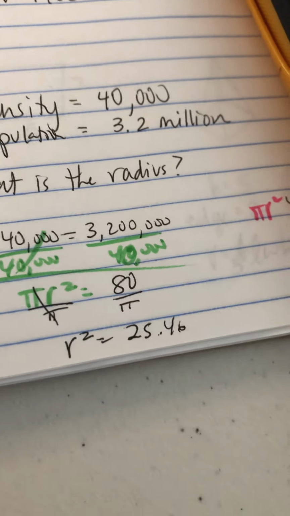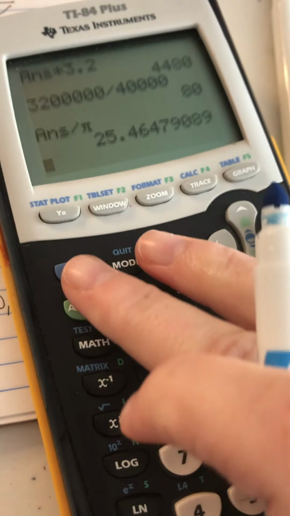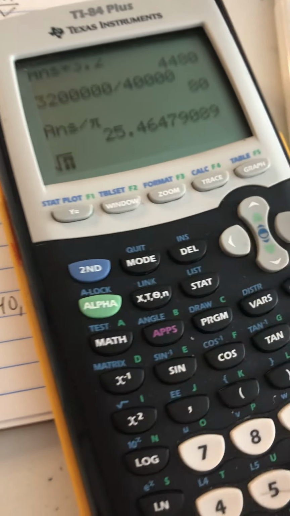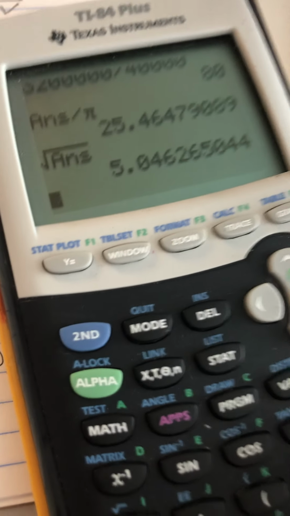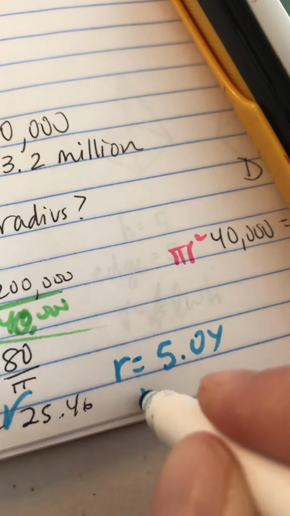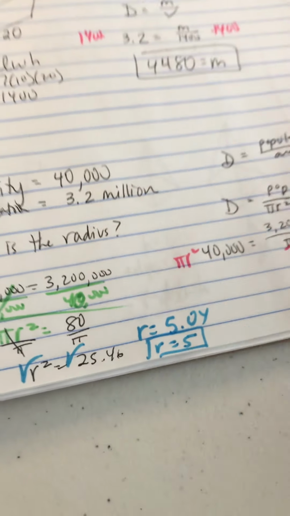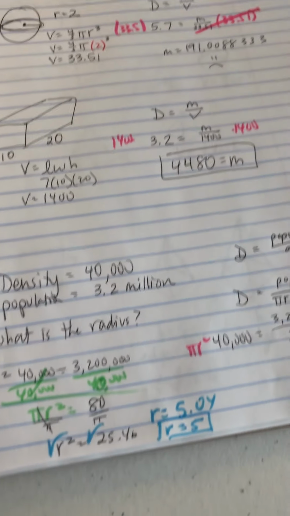25.46, and because it says r squared, I'm going to take the square root. So the square root of my number, I get 5.04, and I believe it said to do to the nearest whole number, and so of course we would just do 5. Okay, so that's our first page.